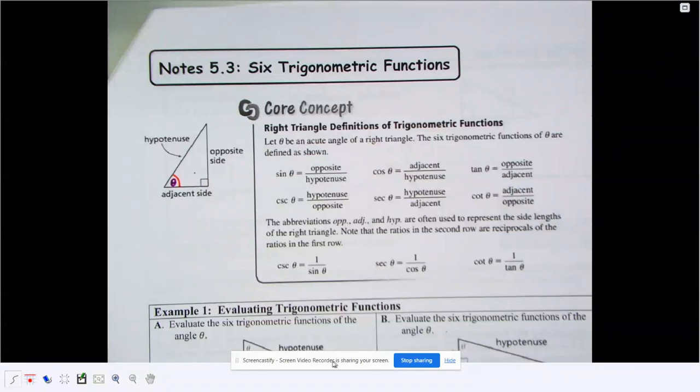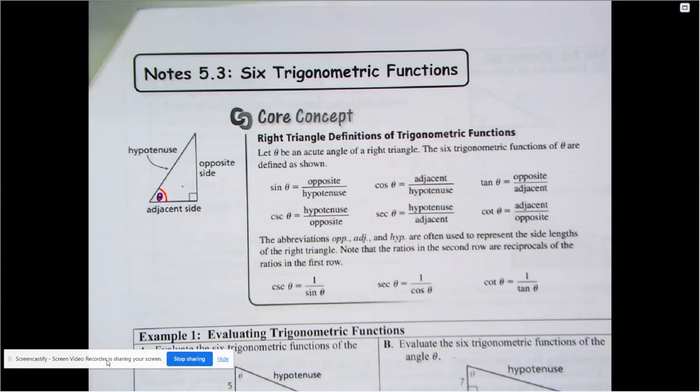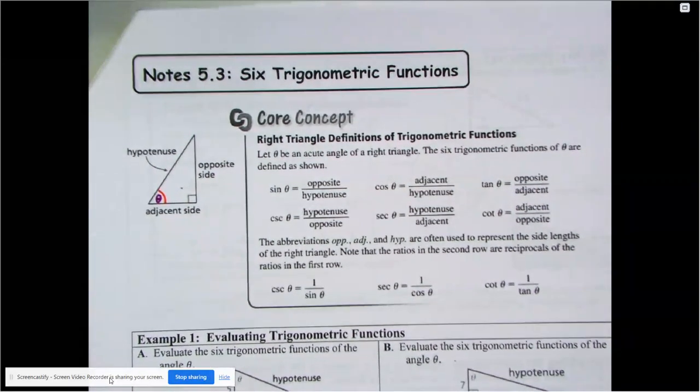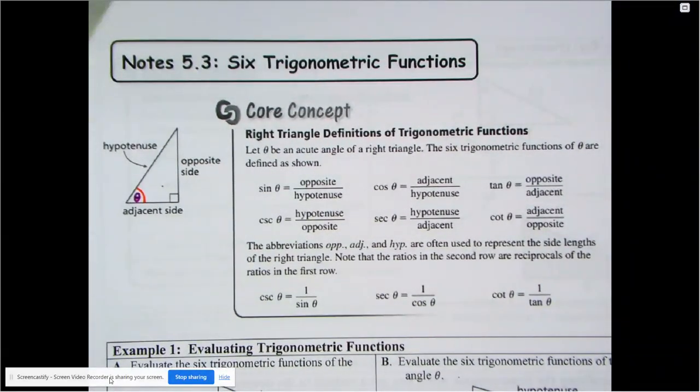All right, so for today, we're going to start talking about our notes 5.3, known as the six trigonometric functions. So, yes, if you thought that you only had a friend named SOHCAHTOA that dealt with sine, cosine, and tangent, there's actually three more trig functions that we have to talk about. So, like I said, it's only going to get a little bit more interesting. And once again, welcome to Algebra 2, right?